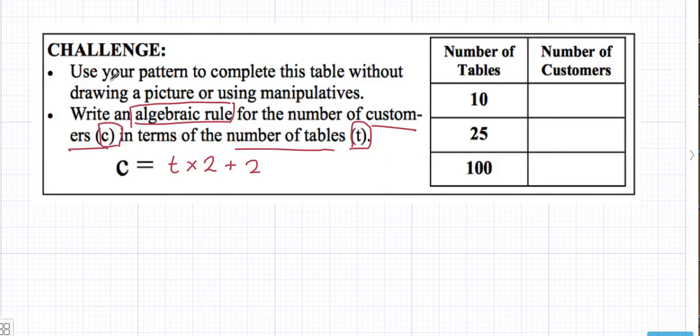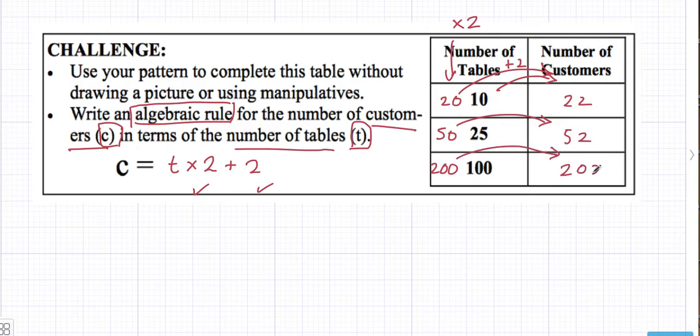So the last part of this is to use your pattern to try and figure out how to fill in this table. Now we know what we have to do is take these numbers and multiply them by 2 first of all. So 10, 20, 50, 200. And then to get from these numbers to these numbers, we have to add 2 because that was the second part of the rule. 20 plus 2 is 22, 50 plus 2 is 52, and 200 plus 2 is 202.